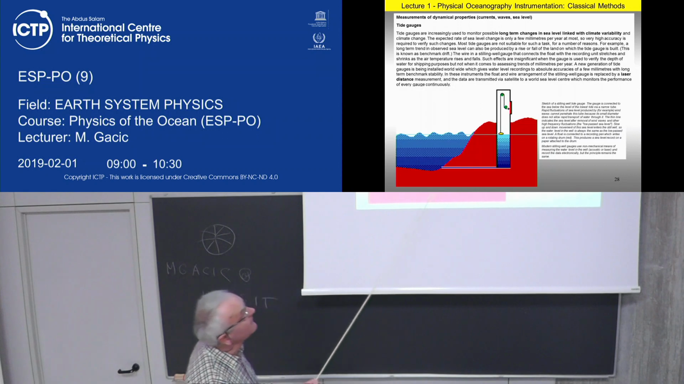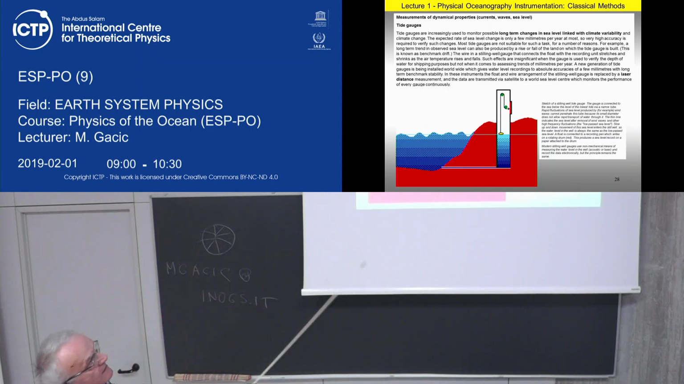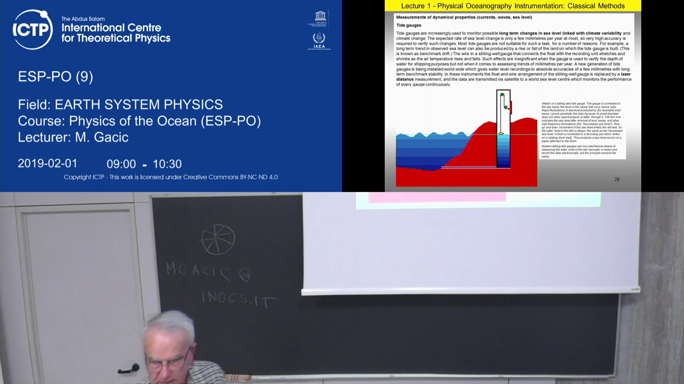Yeah, here it says, long-term changes in sea level linked with climate variability, because the sea level, I haven't talked about that. The sea level increases. This is the fact. It increases at a rate of about 1 to 2 millimeters per year.